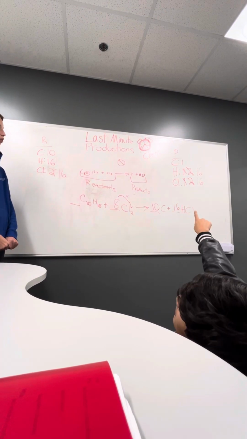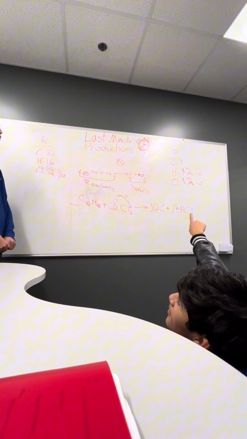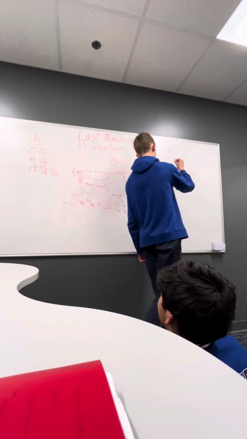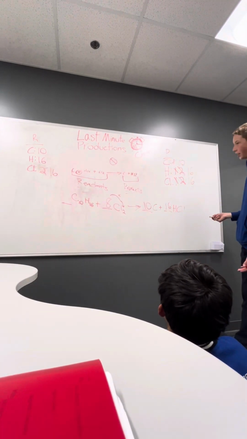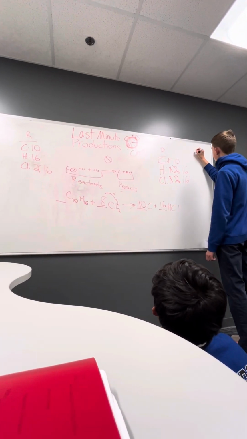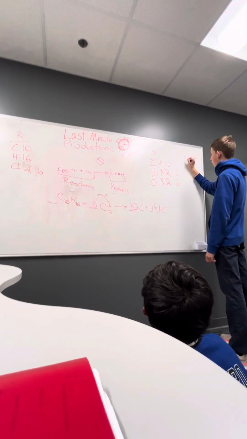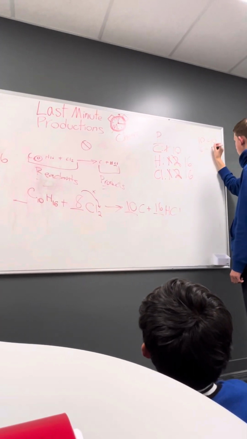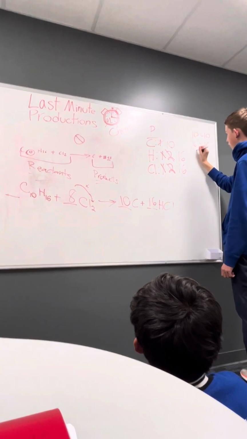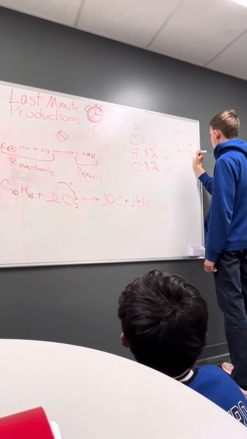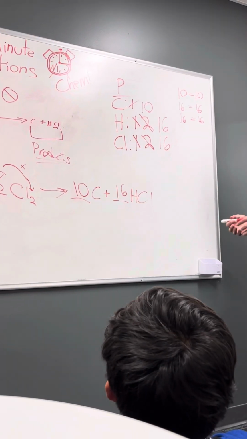You forgot to change it, mister. Oh, I'm sorry. So this is no longer a 1, this is now a 10. And now 10 equals 10 for our carbon, 16 equals 16 for our hydrogen, and 16 equals 16 for our chlorine. And that's how you do it.